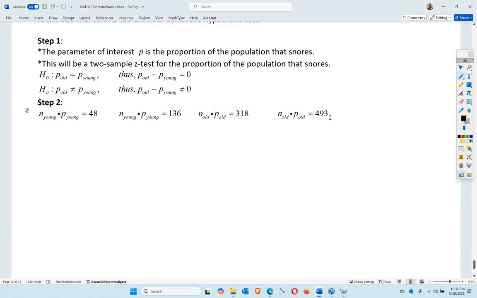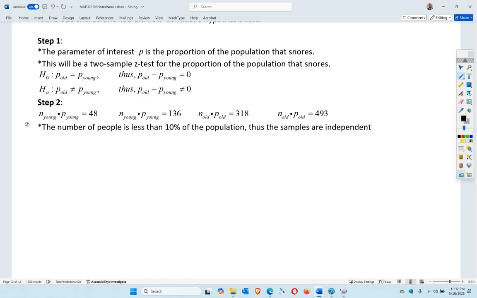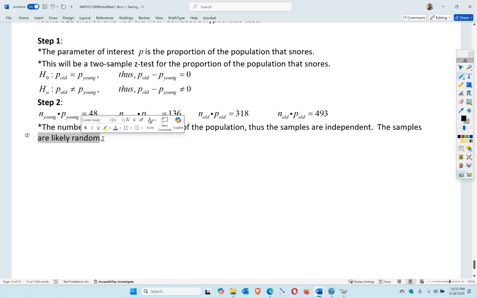And also a couple things. The number of people is less than 10% of the population. Thus, the samples are independent. So basically, if you take somebody from the population, it would make it dependent. But since it's such a large population, taking somebody from the population still makes them independent. The samples are likely random. There's no reason to believe they're not randomly selected, right? So they basically have to meet all these criteria. One, they all have to be more than 10. They have to be independent when selected, and the samples have to be random, right?